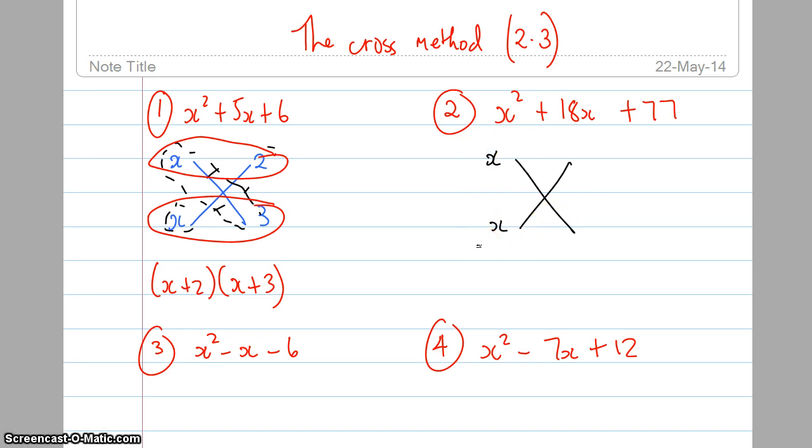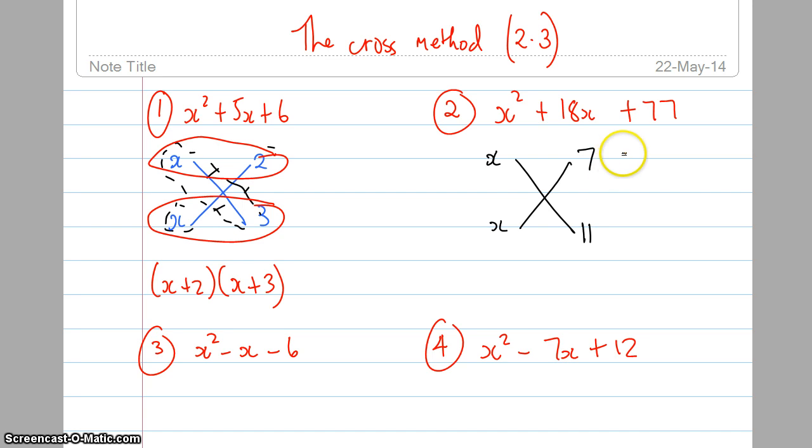These two things are x and x. The last term is 77, so the numbers that it could be are 7 and 11, or -7 and -11, 77 and 1, all of those sorts of things. But I can see fairly quickly that 18x is just going to be 7x plus 11x. So I'm going to put that there, and I'll put that there. Hopefully you can see that, because x times 11 is 11x, and x times 7 is 7x, add those two together, I get 18x, so I am happy with that.